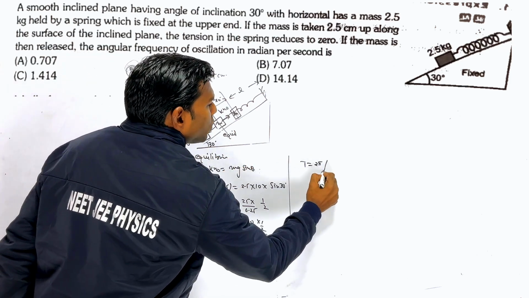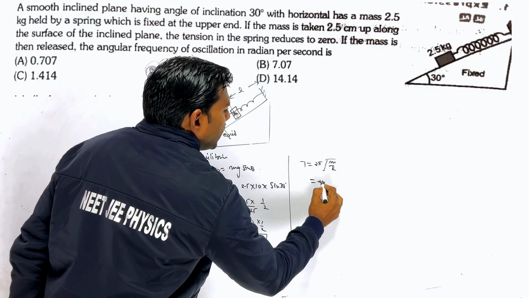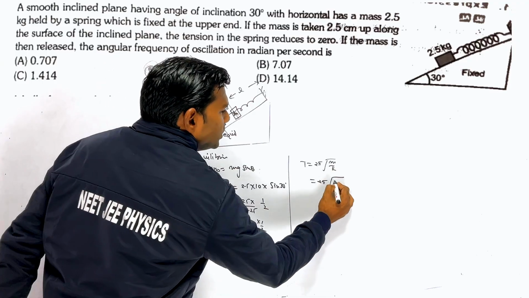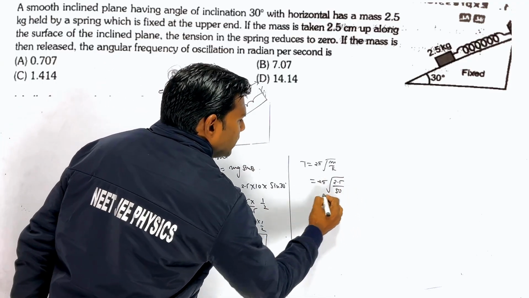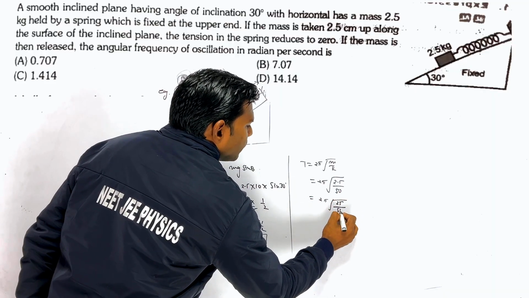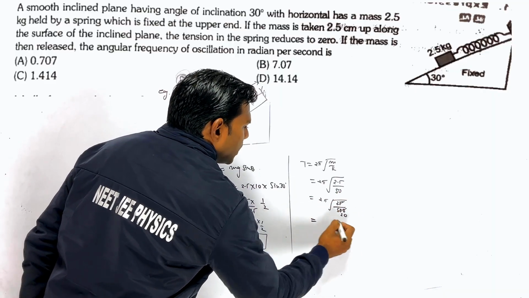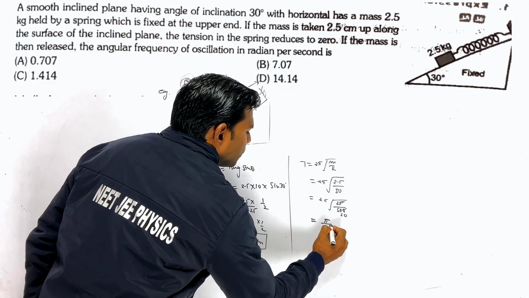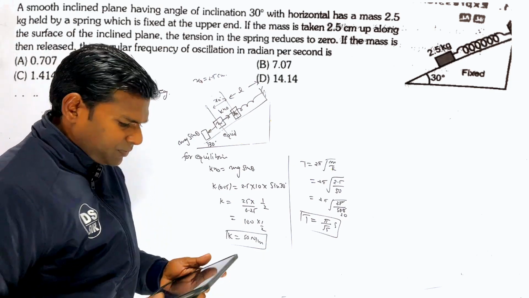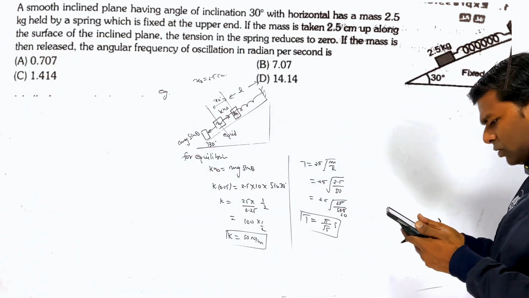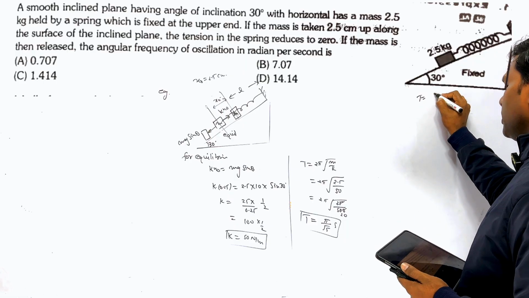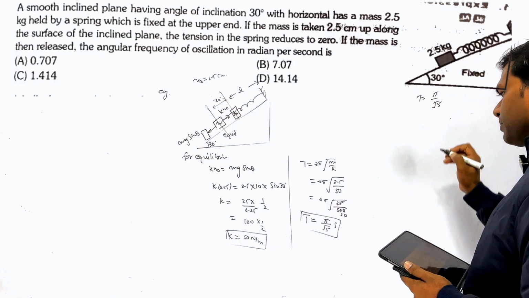So what is the time period? The time period is 2 pi root m upon k. That's it. What is m? The mass of the block is 2.5 kg, and the k we have found is 50. So this is 2 pi root of 2.5 upon 50, right? So it is 2 pi by root 20, which is pi by root 5 second. So this is the time period of oscillation, right? You can find the value, how much it is. T is equal to pi by root 5, it is given.